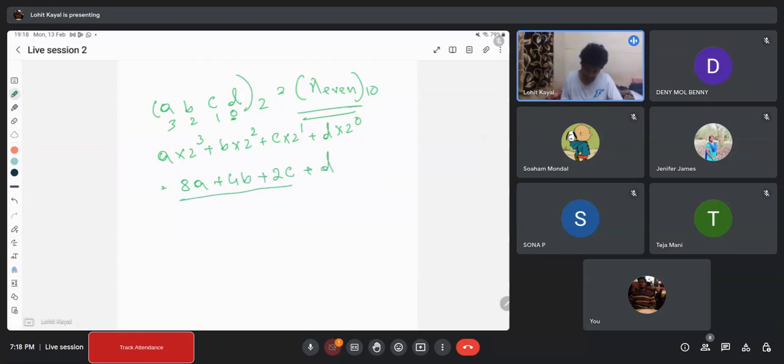You see that 8a plus 4b plus 2c is already an even number. Now if d equal to 1, then this number will be odd, and if d equal to 0, then this number will be even. So d equal to 0 is the correct answer. Only then you will get an even number on the right hand side. Similarly, when d equal to 1, you will get an odd number on the right hand side.